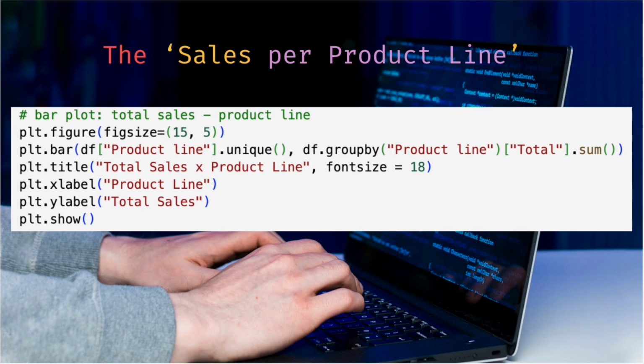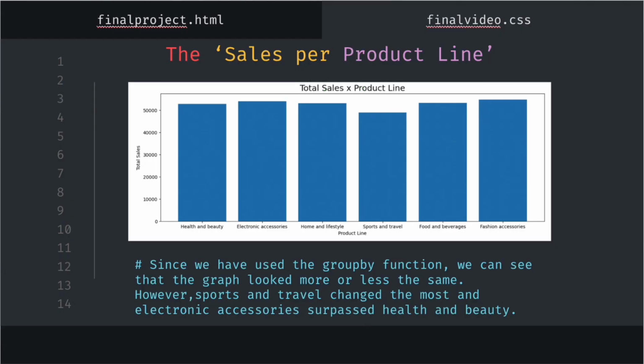So to fix that, we use the group by function to find total sales for each product. In the graph, we see that it still looks more or less the same. However, sports and travel have changed to the most sales, and electronic accessories has surpassed health and beauty.